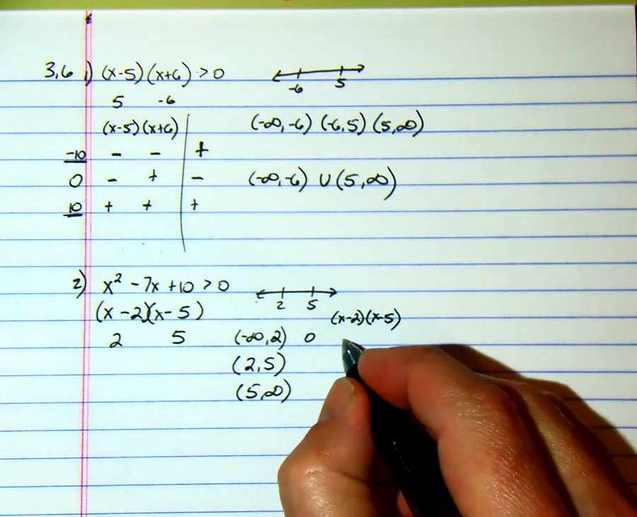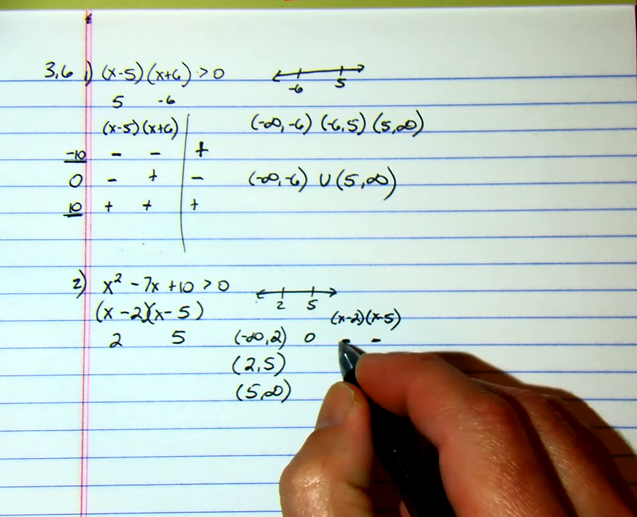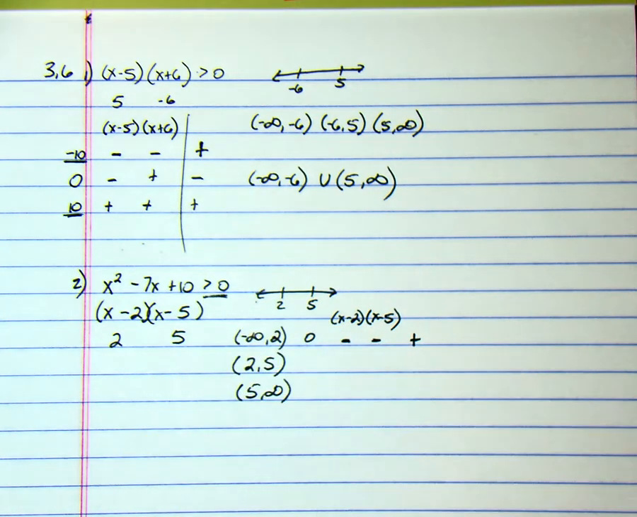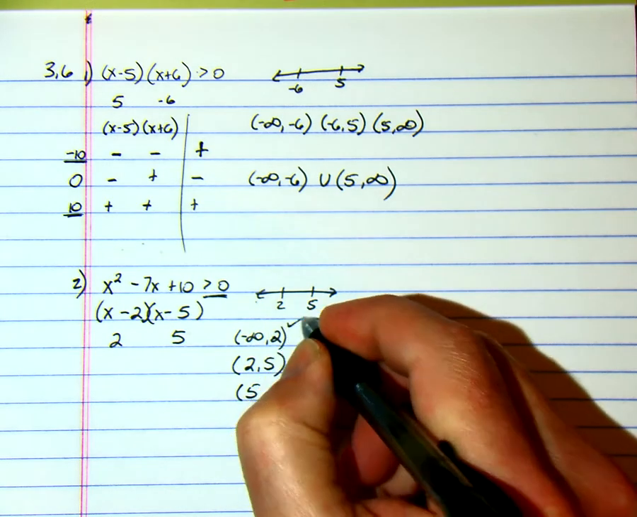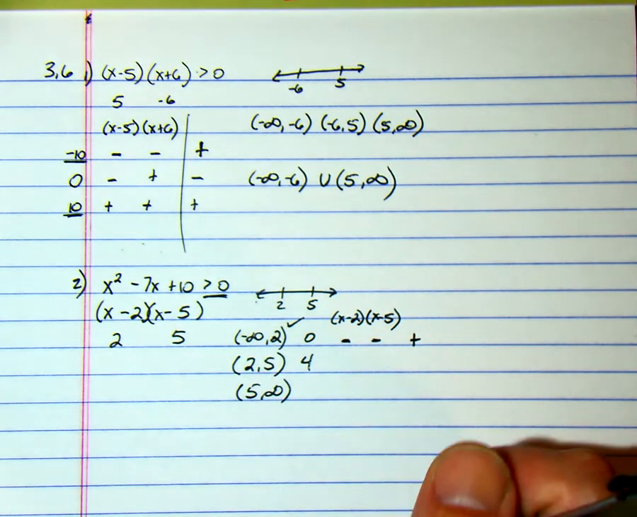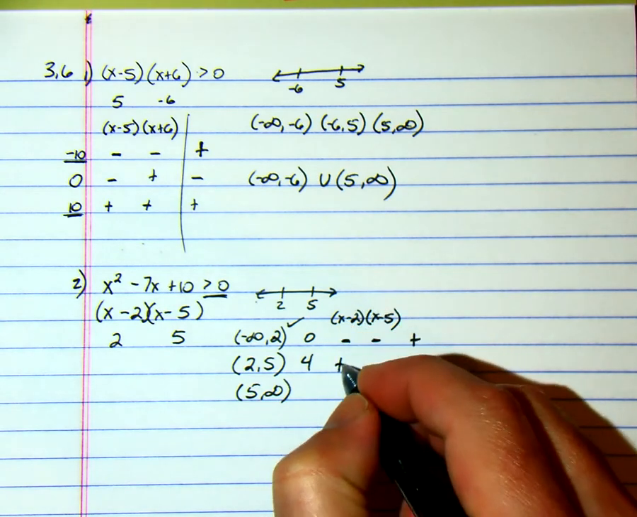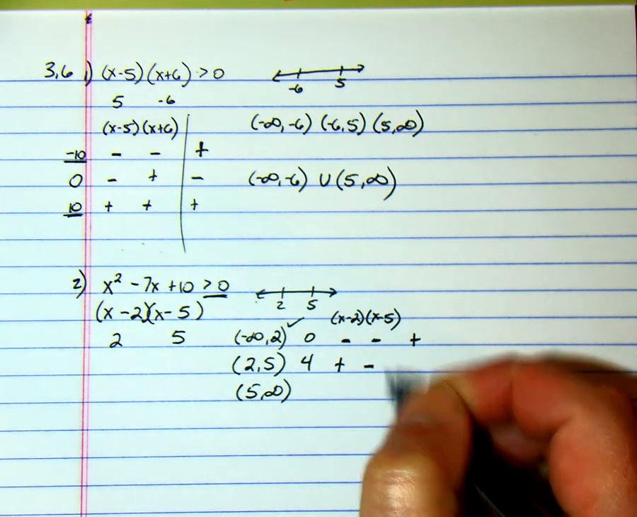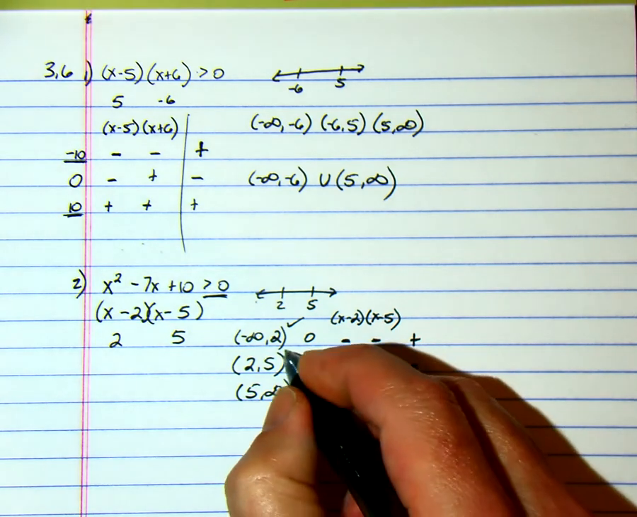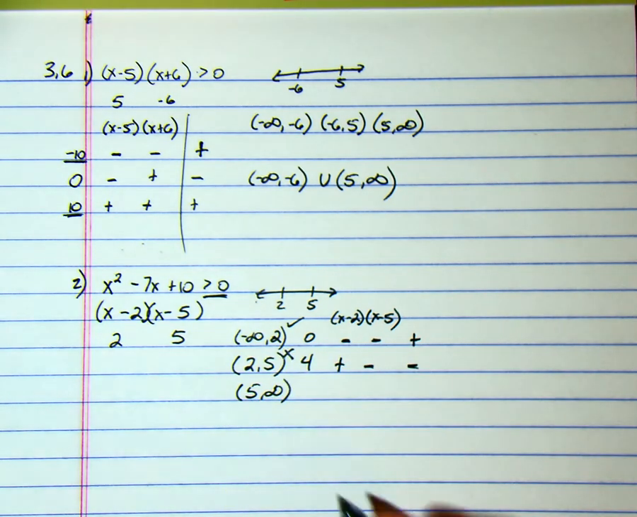So when I put 0 in there, I get a -2, I get a -5. Two negatives make a positive, and I want positive numbers. So that means that this one is good. Between 2 and 5 is 4. 4 minus 2 is a +2. 4 minus 5 is a -1. But when I take a positive times a negative, I get a negative. And I need positive numbers, so this is not going to work.